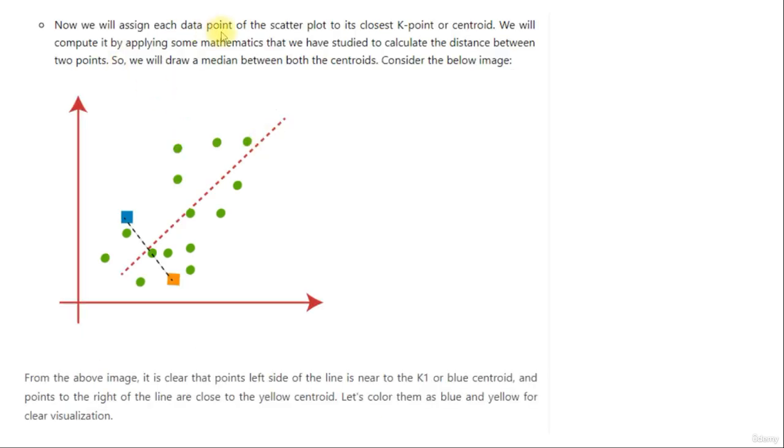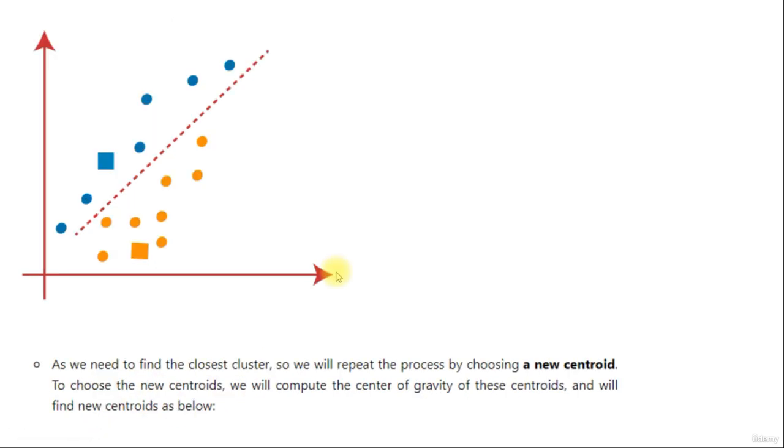Now we will assign each data point of the scatter plot to its closest k point or centroid. We will compute it by applying some mathematics that we have studied to calculate the distance between 2 points. So we'll draw a median between both the centroids. From the above image, it is clear that the points on the left side of the line lie near k1 or the blue cluster center, and points on the right side of the line are close to the yellow centroid. So let's color them blue and yellow for clear visualization.